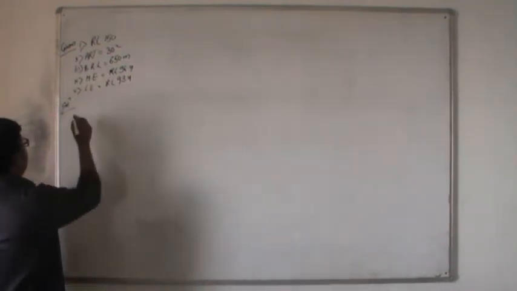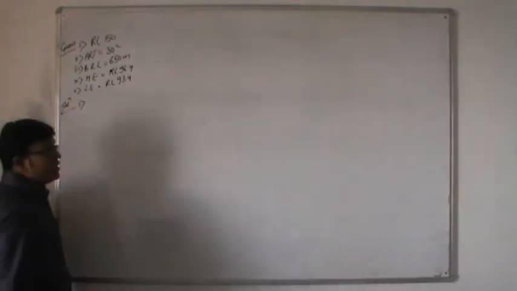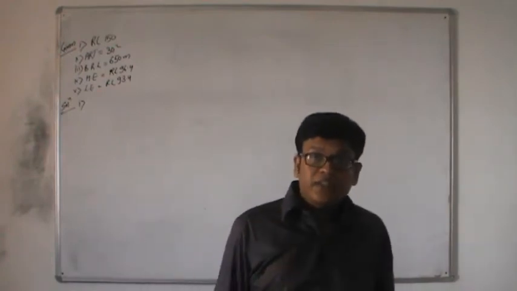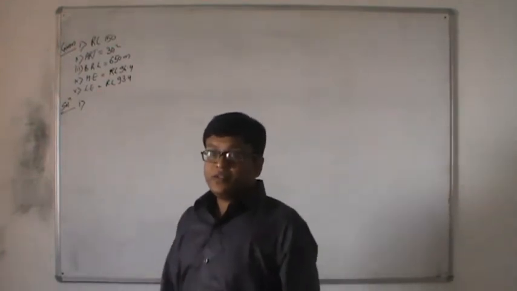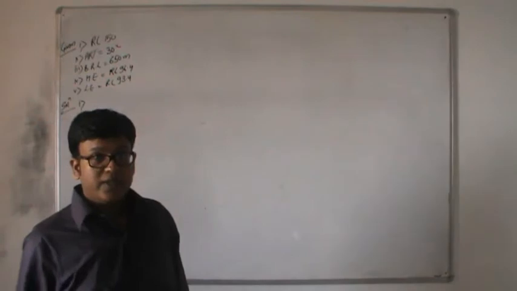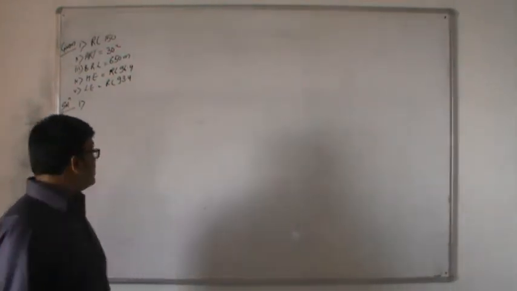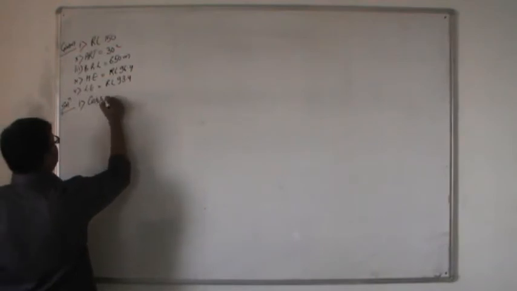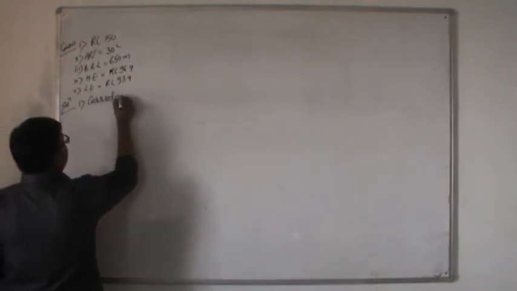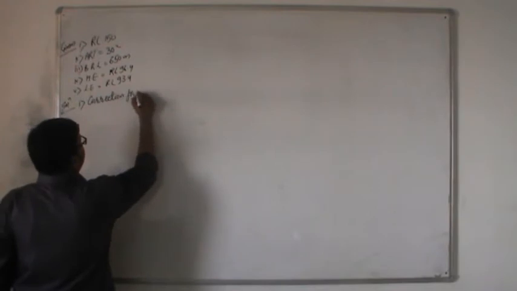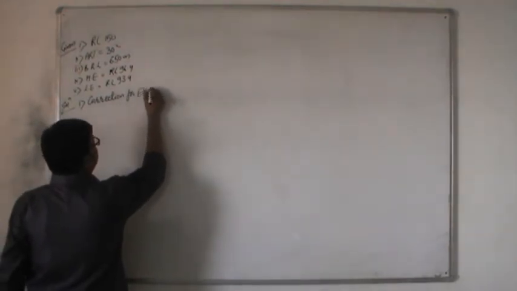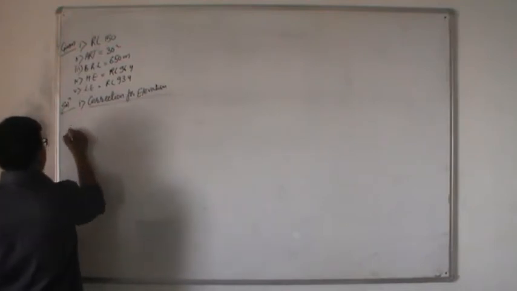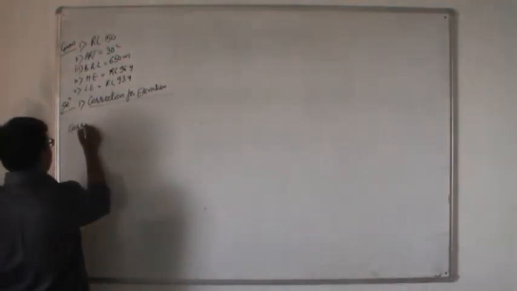So first of all, we will apply the first correction. We have seen that we need to apply the corrections in sequence. First we apply the correction for elevation, then the correction for temperature, and last we go for the correction for gradient. So first of all, we will go for the correction for elevation. We will try to find out the correction.